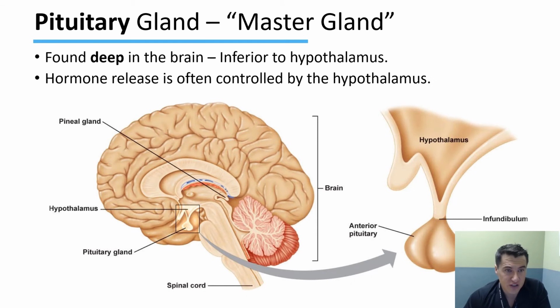The pituitary gland, it's the master gland. It's found deep within the brain. It's inferior to the hypothalamus, so it sits just below. Its hormone release is often controlled by the hypothalamus. So hypothalamus, which is linked to the nervous system, sort of directs what that pituitary gland does. And we've got the anterior, so the front, and the posterior lobes of the pituitary gland.